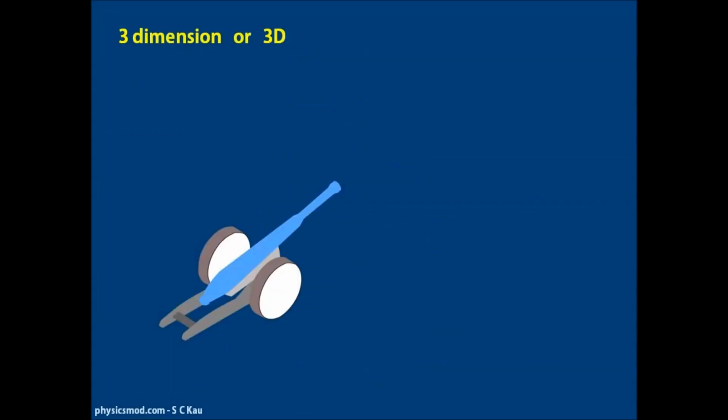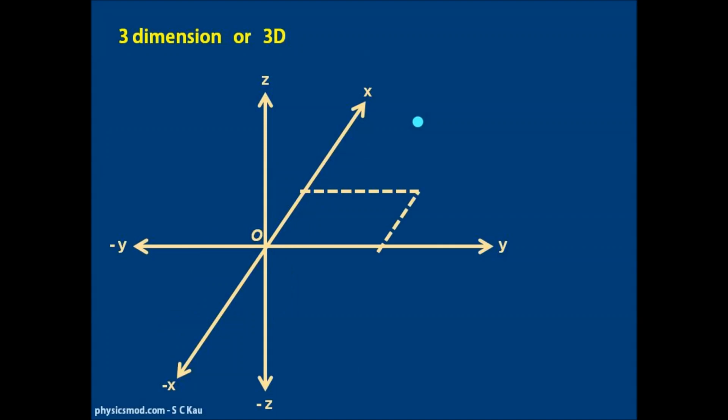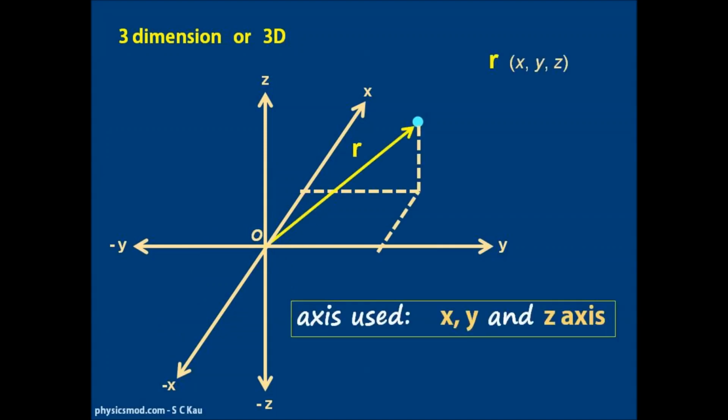The three-dimension. Let's have this cannonball shooting on the air. Using the xyz plane, we can obtain the position of the ball. In three-dimension, the xyz plane makes use of the x, y, and z axis.